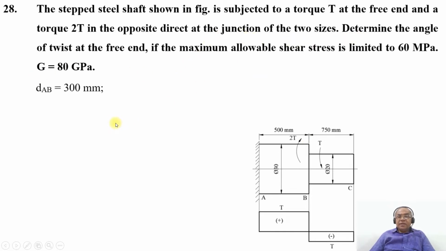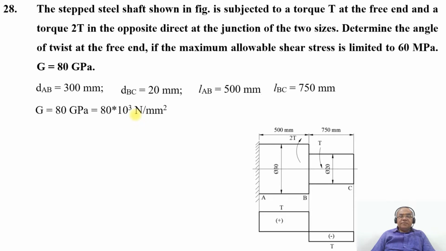So we need DAB, that is the diameter of the shaft at this section, which is 30 mm. DBC will be equal to 20 mm. Then the length of AB will be equal to 500 mm and the length of BC is 750 mm. Capital G will be equal to 80 GPa, which is 80 into 10 to the power of 3 Newton per mm square. Tau max will be equal to 60 MPa, which is 60 Newton per mm square.